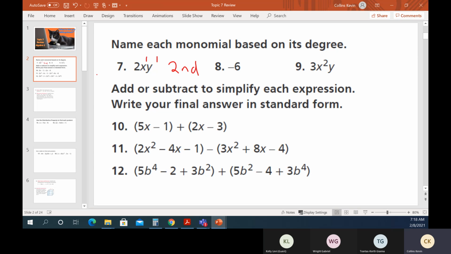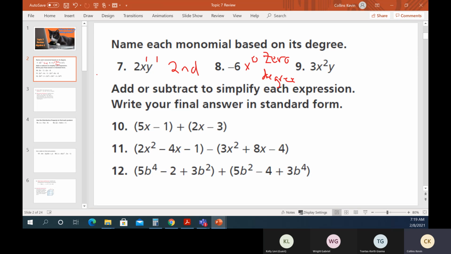All right, so the next one, there is no variable. So if there is no variable, we always say that the way we represent nothing in math is 0, right? Because technically what this is minus 6x to the 0 power, okay? And x to the 0 is just 1, and 1 times negative 6 is negative 6, okay? So then this one would be a 0 degree. So a constant number is always a 0 degree.